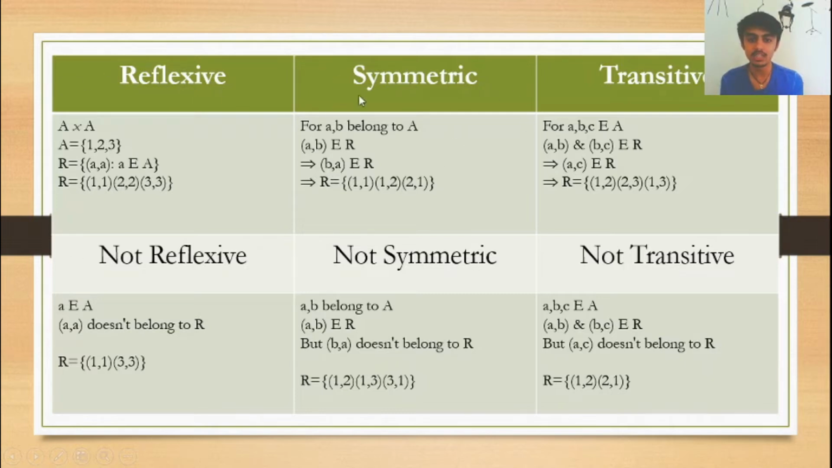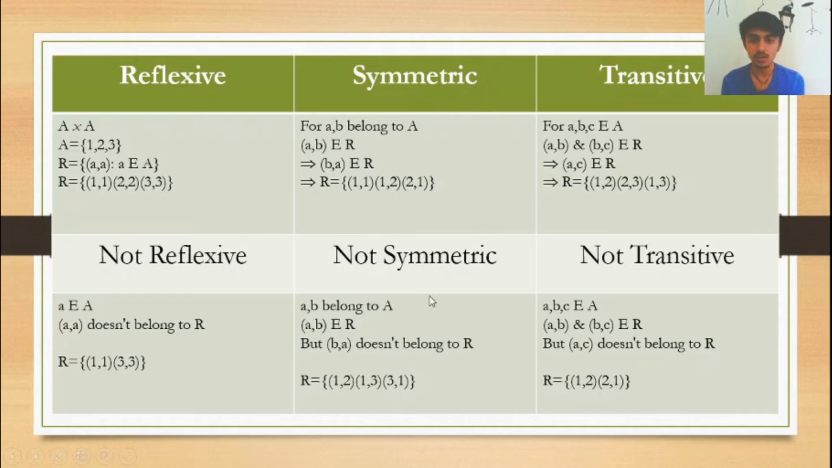When would we say that a set is symmetric? When (a, b) belongs to R, where a and b both belong to A, as (a, b) belongs to R, this should signify that (b, a) also belongs to R. Hence, we can say that the relation here is symmetric. Let's take an example. R equals {(1,1), (1,2), (2,1)}. Here we can see that (1,2) is there as well as (2,1). That means (a,b) is there, (b,a) is there. Hence, this is symmetric.